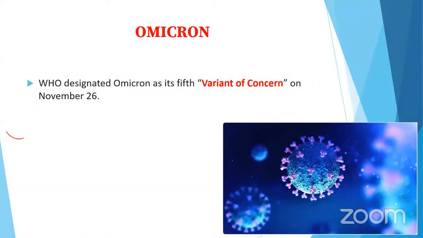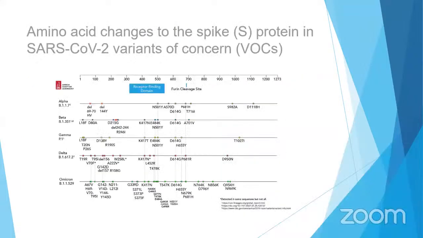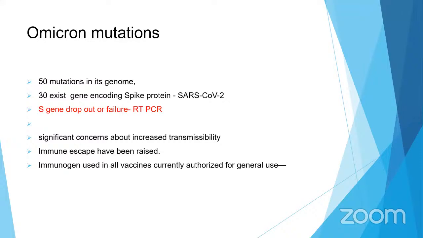Next is the Omicron virus. The WHO designated Omicron as a variant of concern in November 2021, on November 26. We already discussed in microbiology what mutations occur in the Omicron virus: more than 50 mutations in the genome, mainly about 30 mutations in the spike protein.